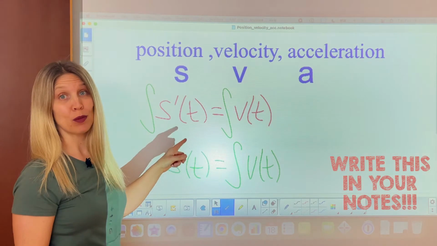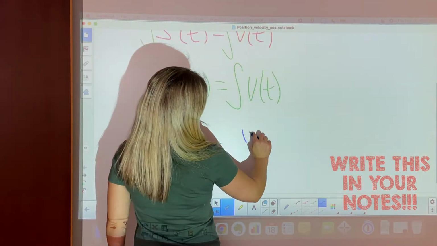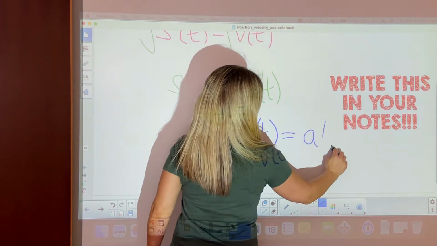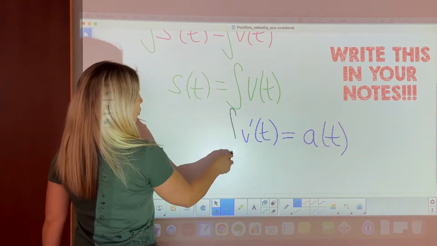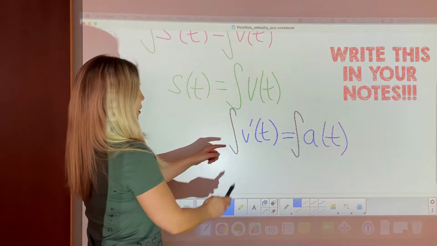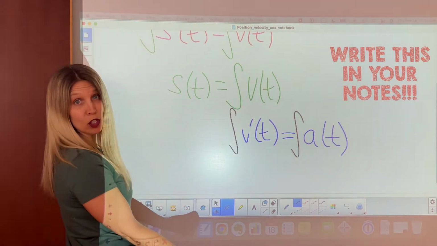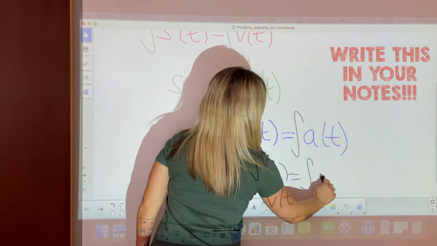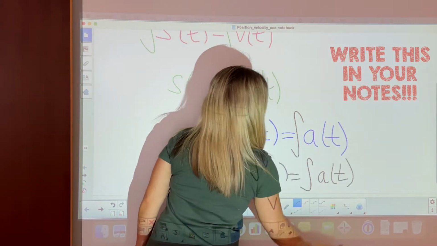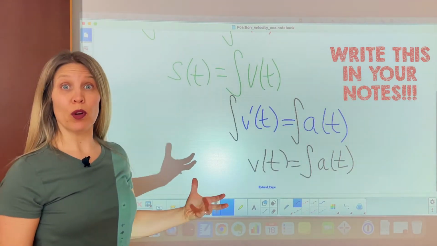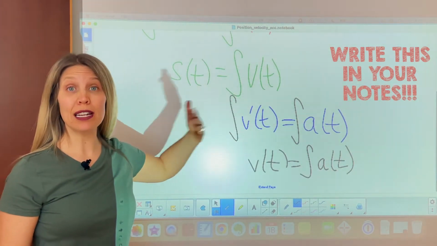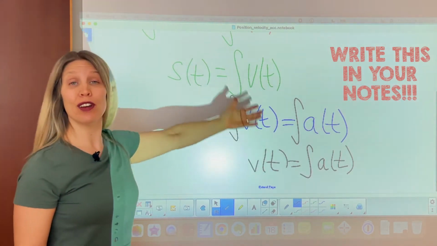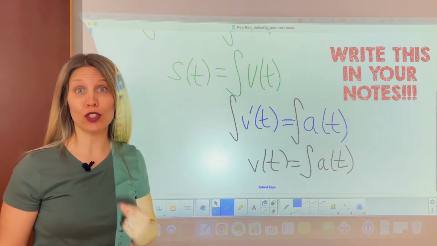Now let's do the same thing with velocity and acceleration. If you take the derivative of velocity, that's how you get acceleration. Well, if you integrate both sides, again, the integral and the derivative drop each other out, so you're left with velocity equals the integral of acceleration. So for example, if you have acceleration and you need to get to position, you're going to integrate to get to velocity and integrate velocity to get to position. So let's try some problems.